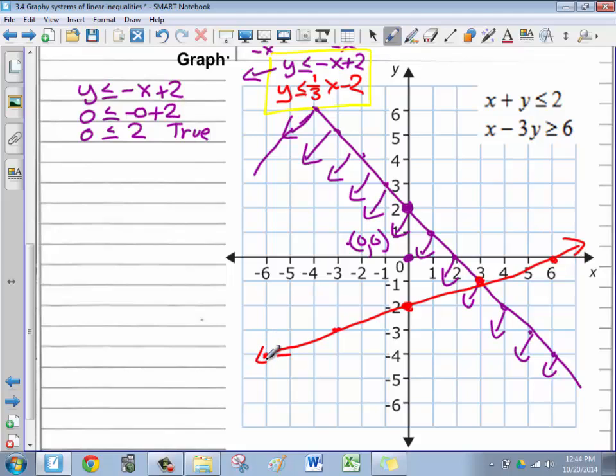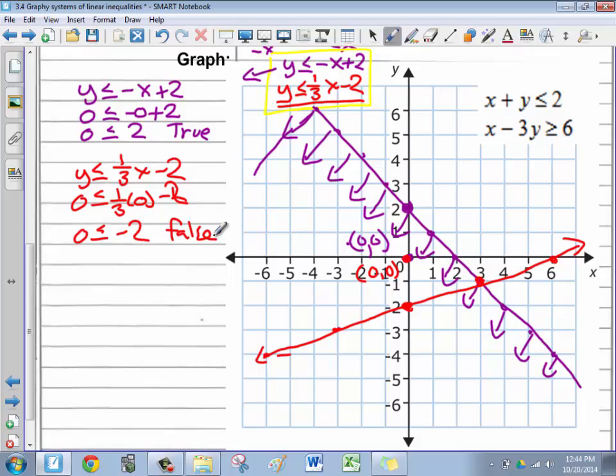Okay. And now we got to figure out where we shade. So again, I'm going to pick the point 0, 0. I'm going to plug it into the equation y is 1/3 x minus 2. So I got 0 is less than 1/3 times 0 minus 2. So I got 0 is less than, oh, that should be less than or equal to, -2. Is 0 less than -2? No, that's false. Because that's false, we don't shade on this side. We shade on the other side, so we shade below it. We shade on the side that did not have the dot we chose because it's false. So we're going to shade down this way.